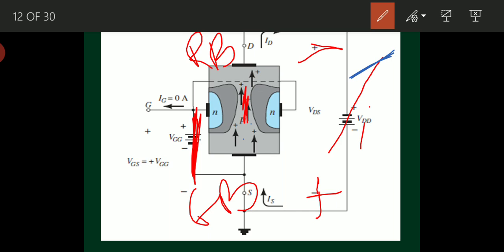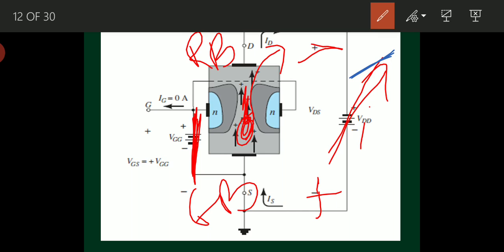So what will happen? All the charge carriers will accumulate here and a constant number of charge carriers will move from source to drain, right? This is called pinch off. This phenomenon is called pinch off, right? If I go on increasing the voltage source VDD now, what will happen?